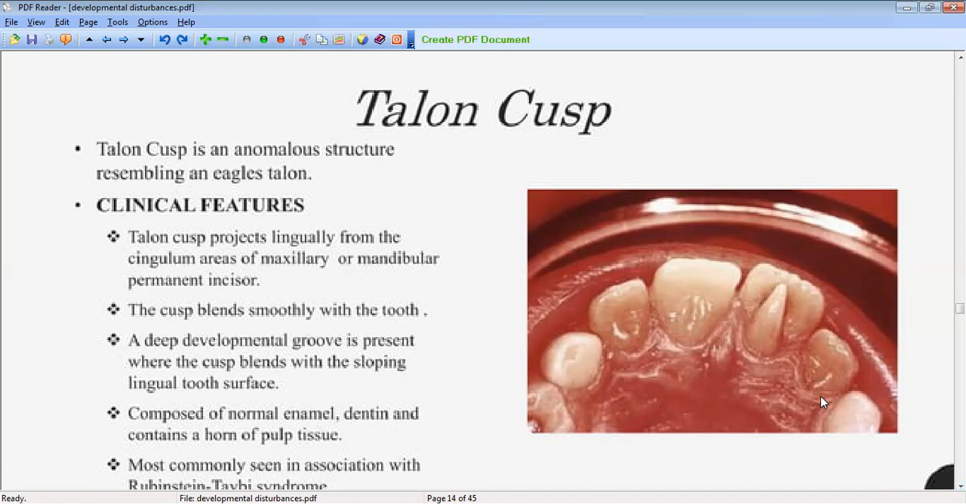Deep developmental groove is present where the cusp bends with the sloping lingual tooth surface, composed of normal enamel, dentine, and contains a horn of pulp tissue. Most commonly seen in association with Rubinstein-Taybi syndrome.